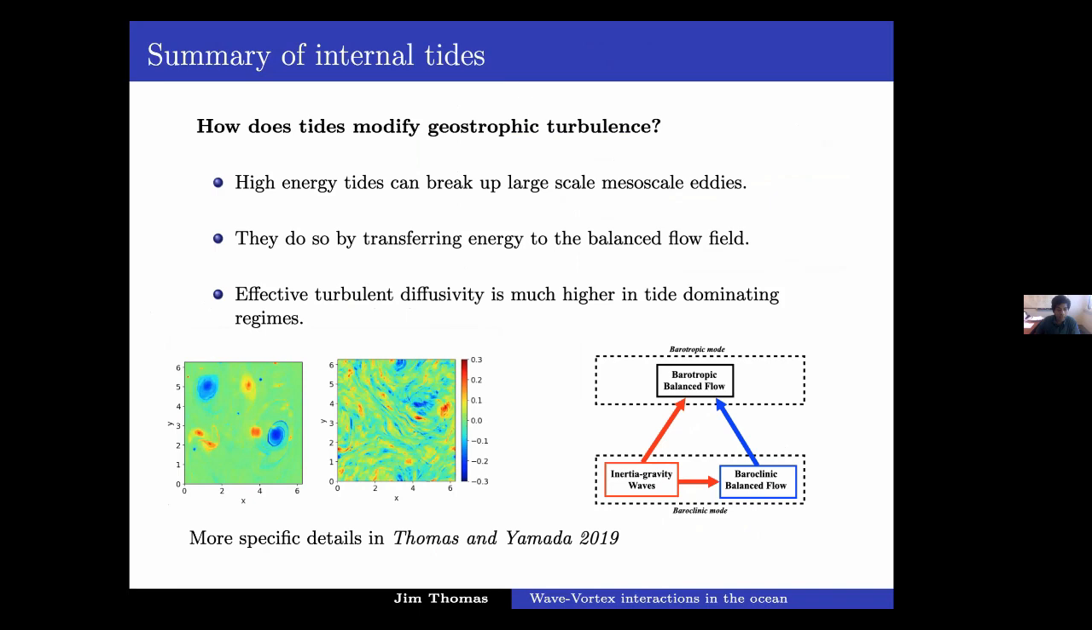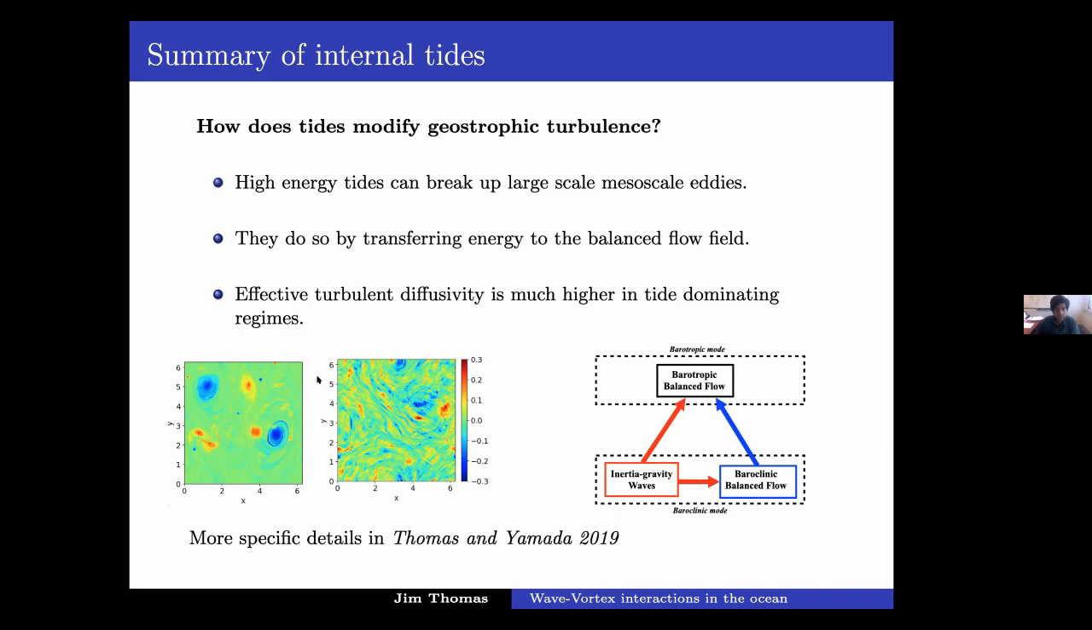So that's the brief peek into strong tide balance interactions. In the presence of high energy tides, waves or tides can transfer energy to the vortices and can break these vortices. So this is the left case. If you didn't have tides, strong tides can do this. And this is very important because effective turbulent diffusivity is significantly higher in these regions compared to these regions.